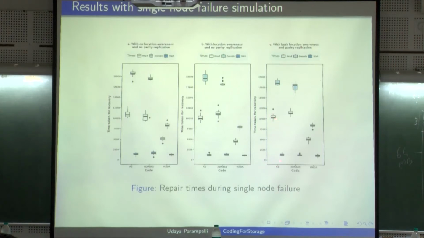So this is for the RS, this is for the Sorbus, and this is for the MXR. You can see that Sorbus is a little better than the RS, and MXR is always better. So you can see that this is what I'm saying.